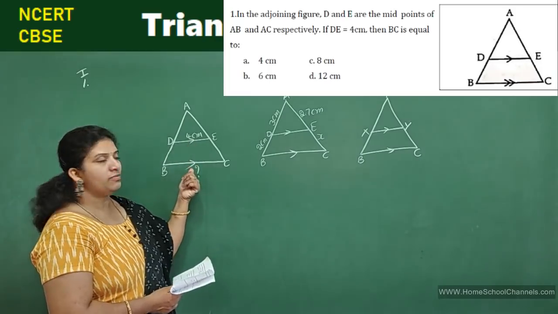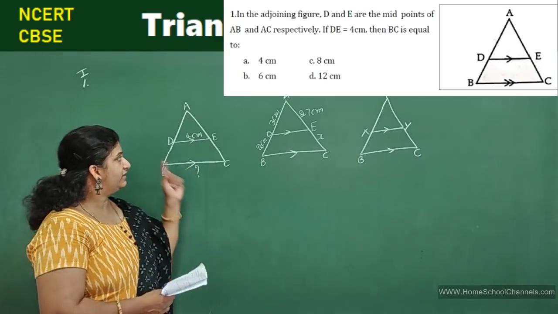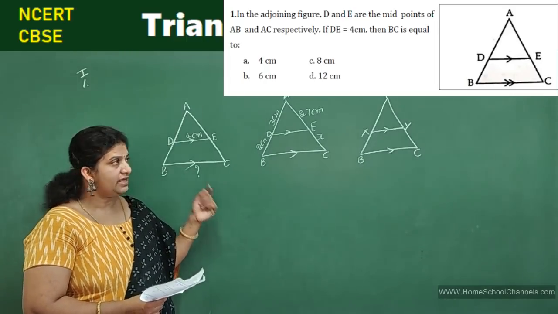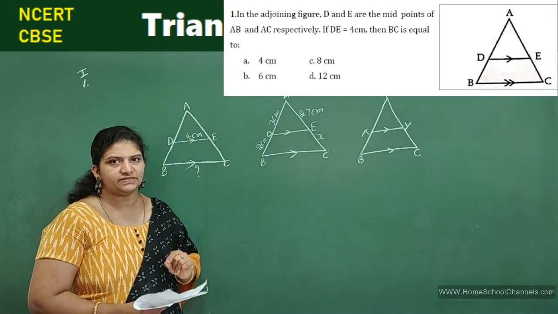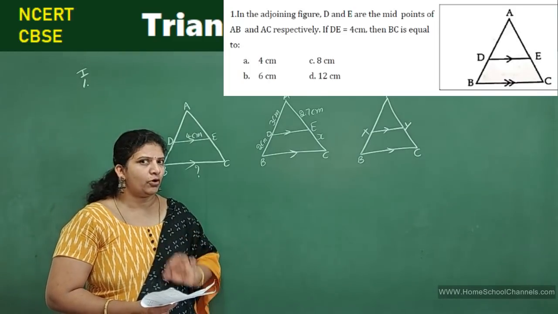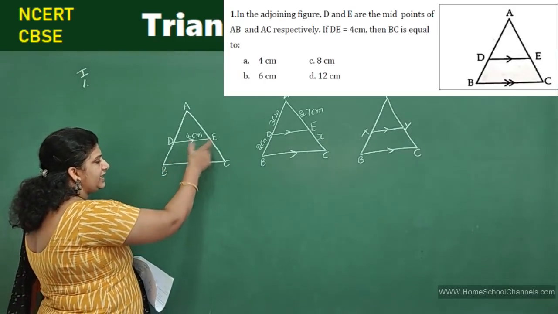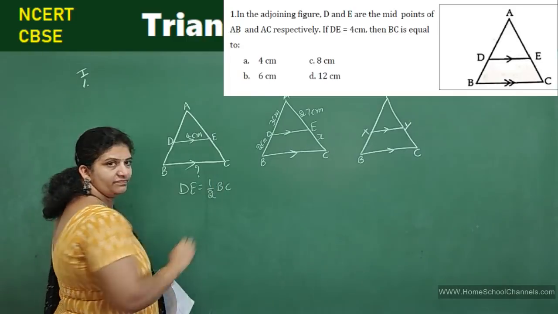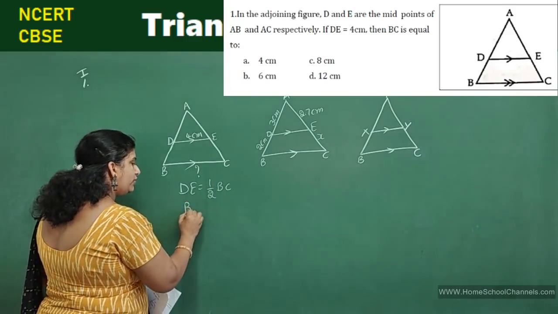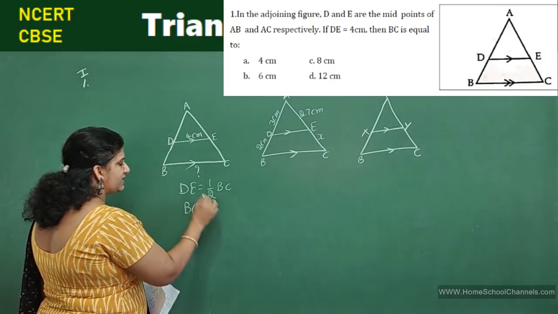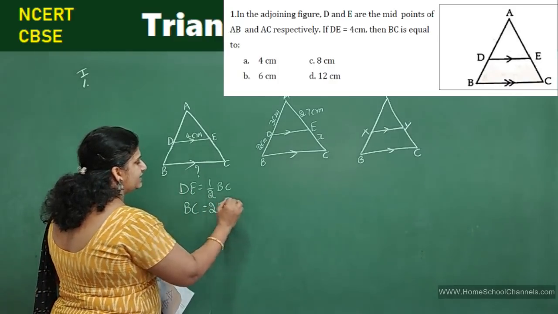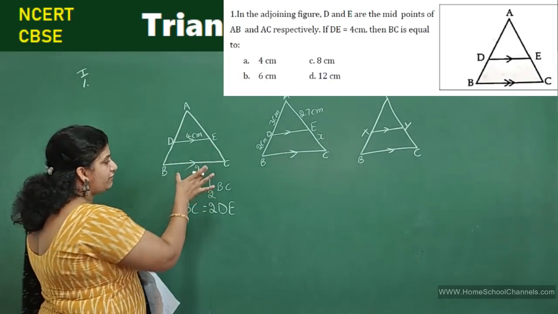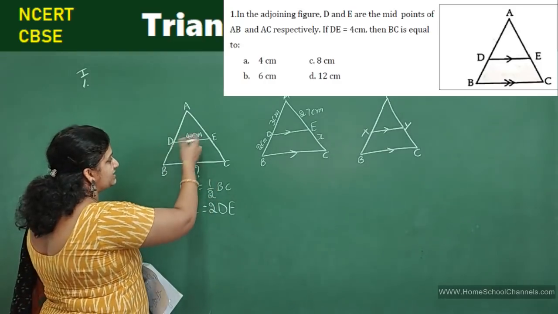And you can see the arrow mark. This mark indicates that DE is parallel to BC. If DE is parallel to BC and D and E are midpoints, you can remember the midpoint theorem. What can you say? DE is half of BC. And if you need BC, you can send this to the other side, that means 2 times DE. If half of BC is DE, then BC is twice DE.